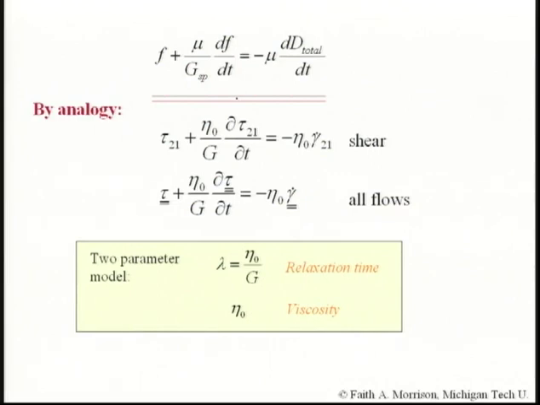And Maxwell said, well, if this is going to give us a constitutive response, force is like stress. Rate of change of force with time is like rate of change of stress with time. And rate of change of distance, total distance, is like deformation. And if I want to further say, I'm not only talking about shear, but all flows, I can just turn everything into a tensor. Tau 2,1 becomes the stress tensor, and gamma dot 2,1 becomes the gamma dot tensor.